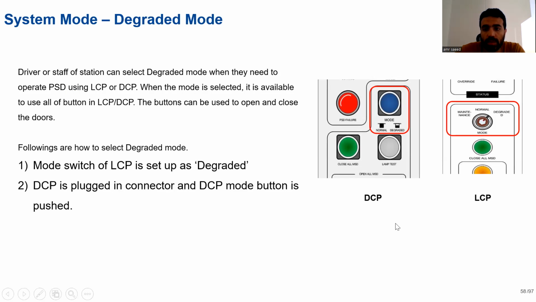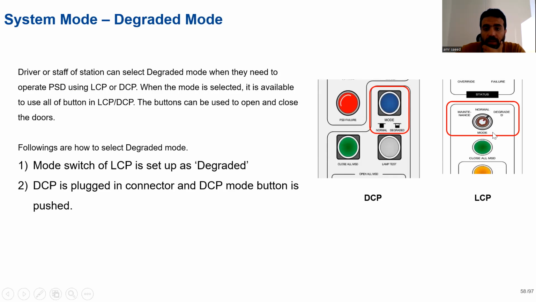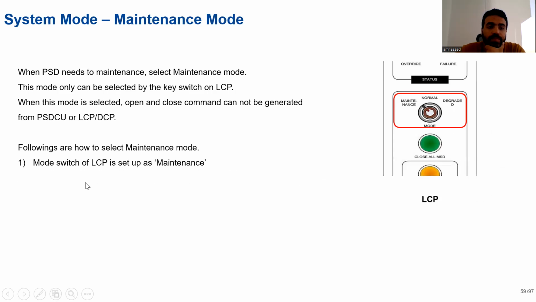For degraded mode, for the DCB, the driver plugs the cable into the DCB and selects the degraded mode from this key, this switch, or this button. For the LCB, you can select degraded mode by a specific key. When it's degraded, by the way, you can control opening and closing from the DCB, LCB, and the MSCD.